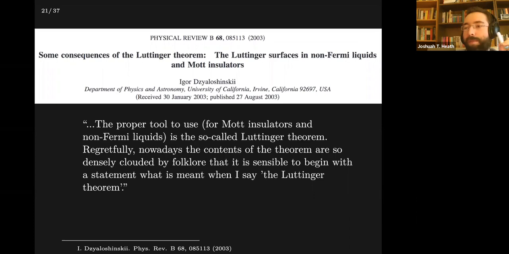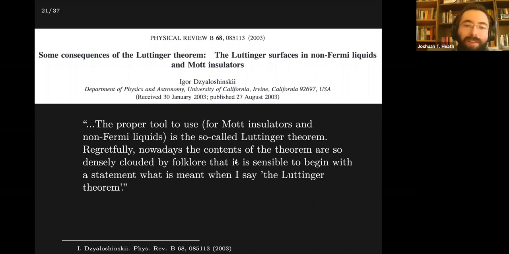Now, this was expanded upon a little bit later by this work by Zaleshinsky. And once again, I really like this quote: the proper tool to use for modern insulators and non-Fermi liquids is the so-called Luttinger's theorem. Once again, as I said, because it goes beyond the quasi-particle picture. However, the contents of the theorem are so densely clouded by folklore that it is sensible to begin with a statement of what it is when we say Luttinger's theorem.